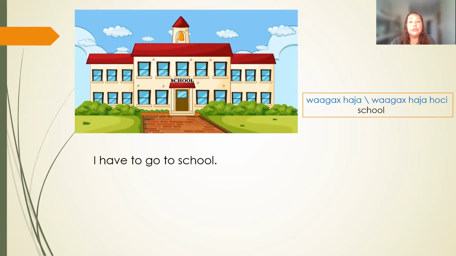So I have to go to school. How are we going to use this one? Now it's the have to. It's not going to, so that's going to make a difference on your ending. Okay. So here we've got waagax haja hochieja deik jayscape. I put an eja at the end to make it a location. Day means I go. Jayscape means I have to.